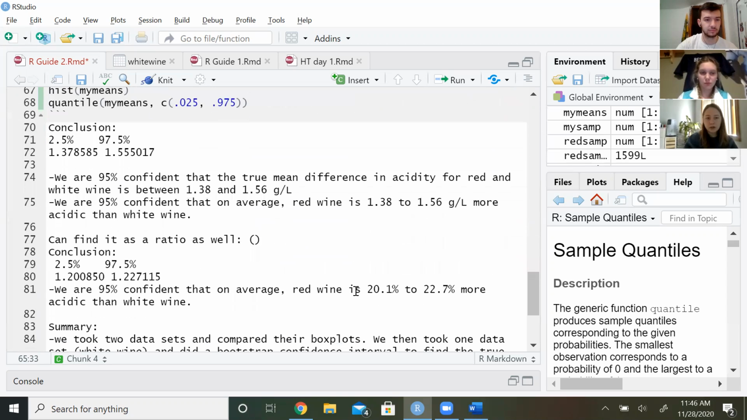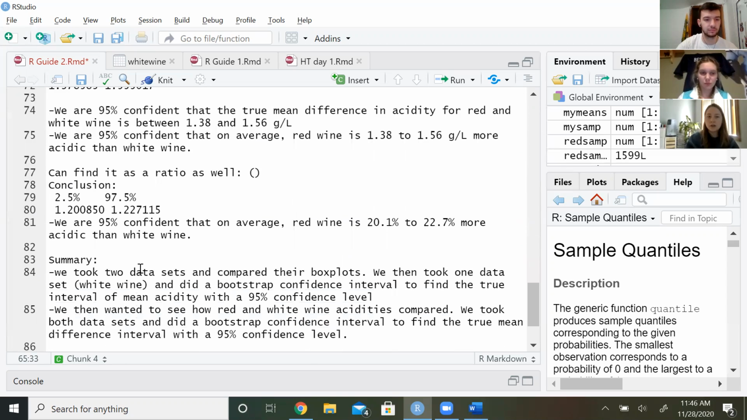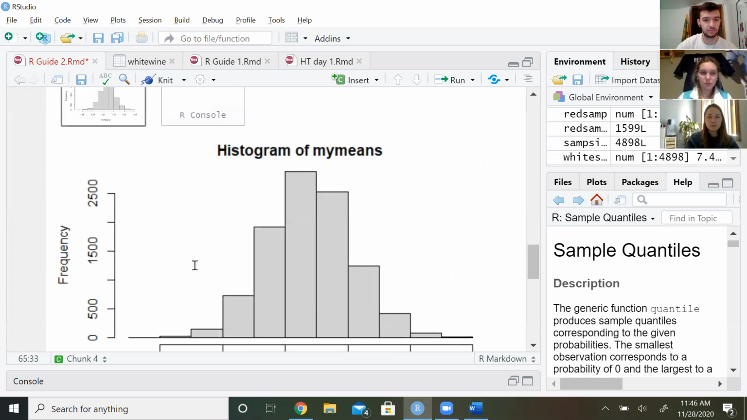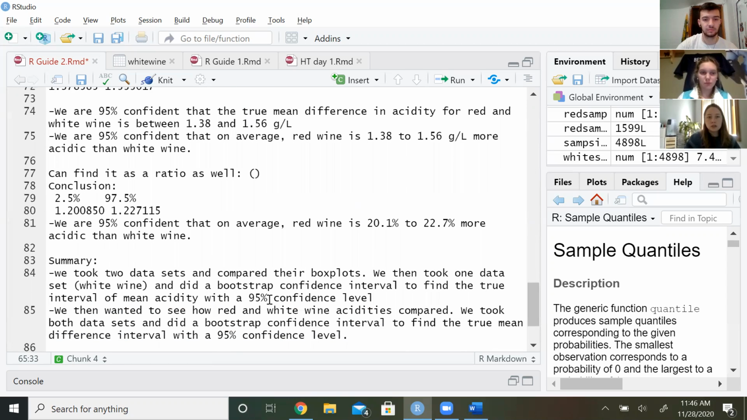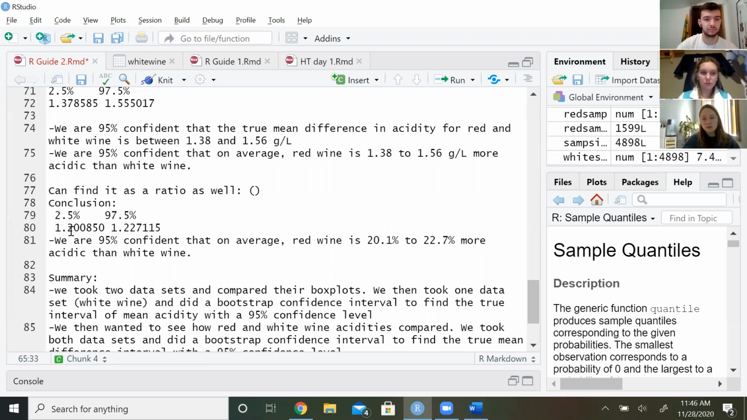So we can let that run, but we already have the data put down here. So it says that our 2.5% boundary is 1.20, and then our 97.5%, here it popped up, is 1.227. So essentially what this is saying is that we're 95% confident that on average red wine is 20.1, which we got from this section here, to 22.7% more acidic than white wine.